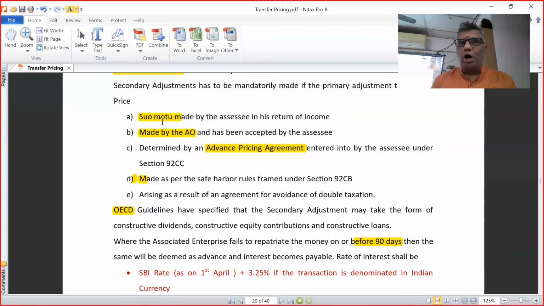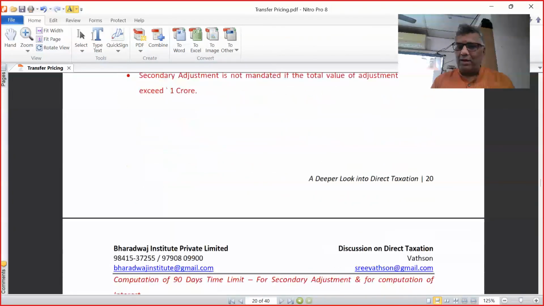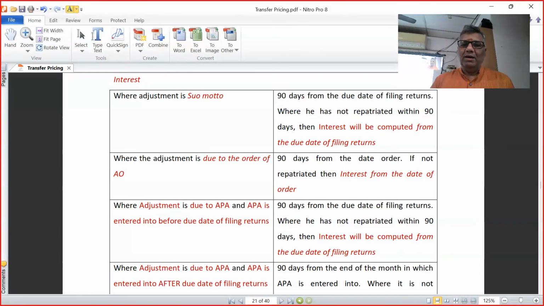Suo moto adjustment, from the return filing, because you yourself have accepted. Assessment offer, assessment order. APA, when you are entering the agreement. It will take some time for you to understand the concept, because it will only become clear when APA comes. Where the adjustment is suo moto, interest will be computed for 90 days from the due date of filing returns.